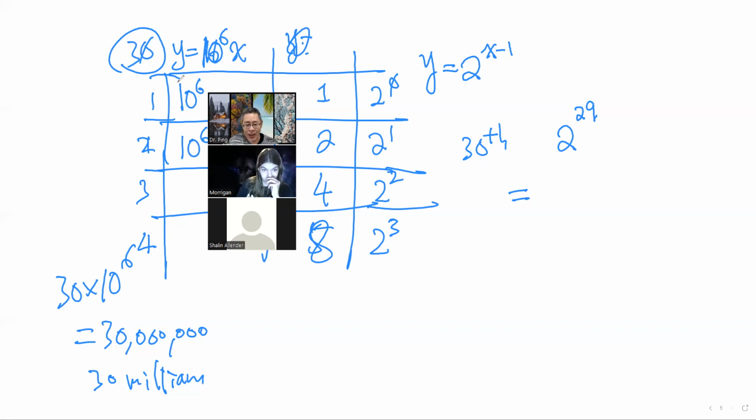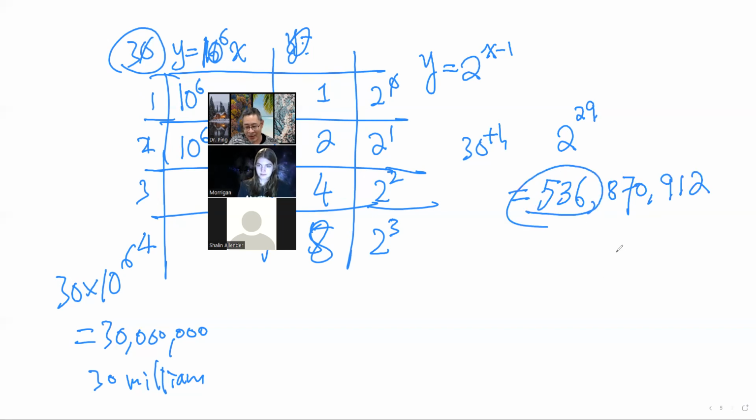Okay, so what I got is 536 million. Oh, wow. Yeah, I got the same thing too. That's it. Yeah, that's 536 million. And that is a lot more than the 30 million.